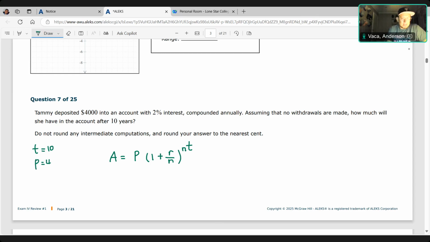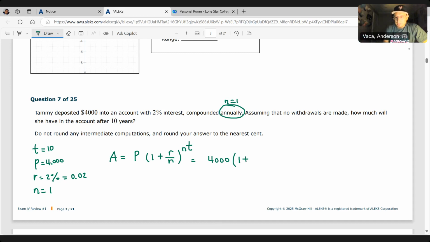Initial investment is 4,000. Interest rate is 2%. Decimal representation 0.02. And we're good to go. Oh, and N is 1 because it is compounded annually. So therefore, N will be equal to 1. Here I go. That will be 4,000 times 1 plus, and I'm just going to write out everything, 0.02 divided by 1, raised to 1 times 10.